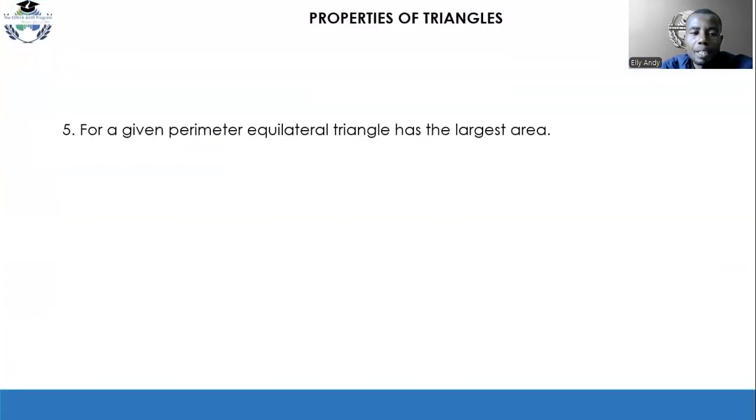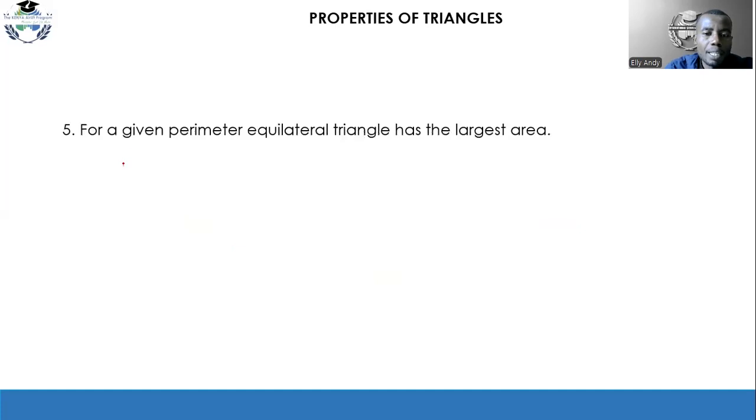Then for property 5, we have that for a given perimeter, the equilateral triangle has the largest area. That is, if you have several triangles of different shapes but the same perimeter, and an equilateral triangle is one of them, then that equilateral triangle will have the largest area.